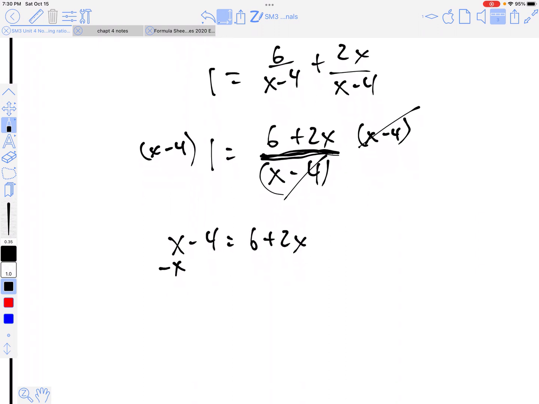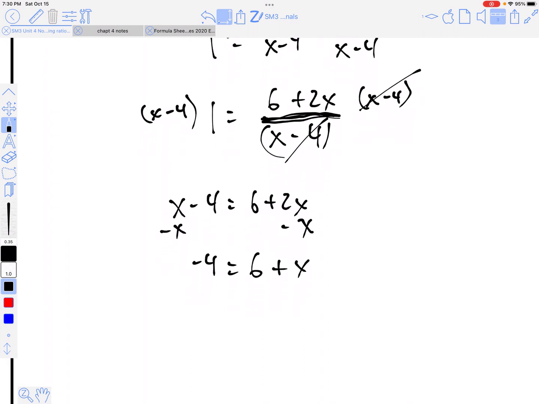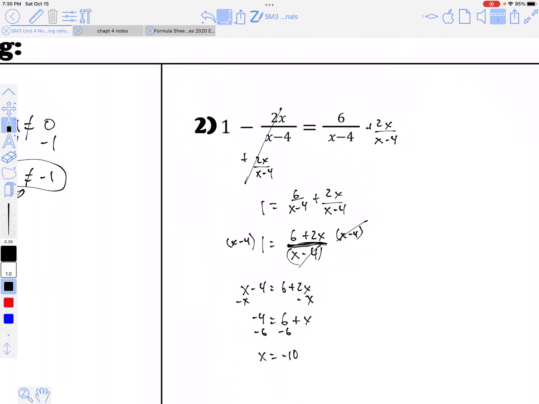Now I'm going to move this x over. Two x minus x is x, and then I'm going to move this 6 over, and x equals negative 10. Now we could check it. It wouldn't be too bad. We just plug everything back in, put it in our calculator.